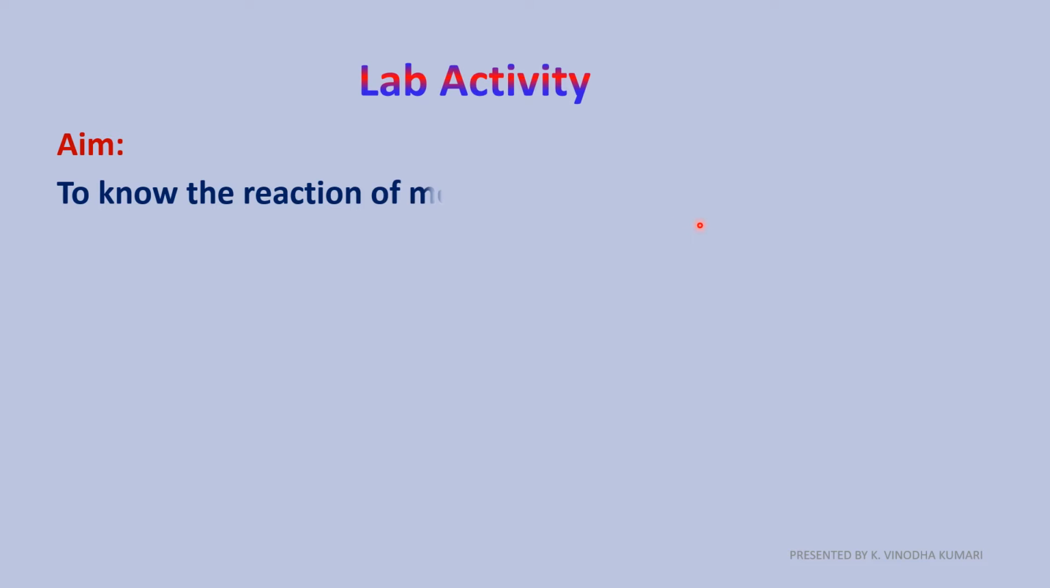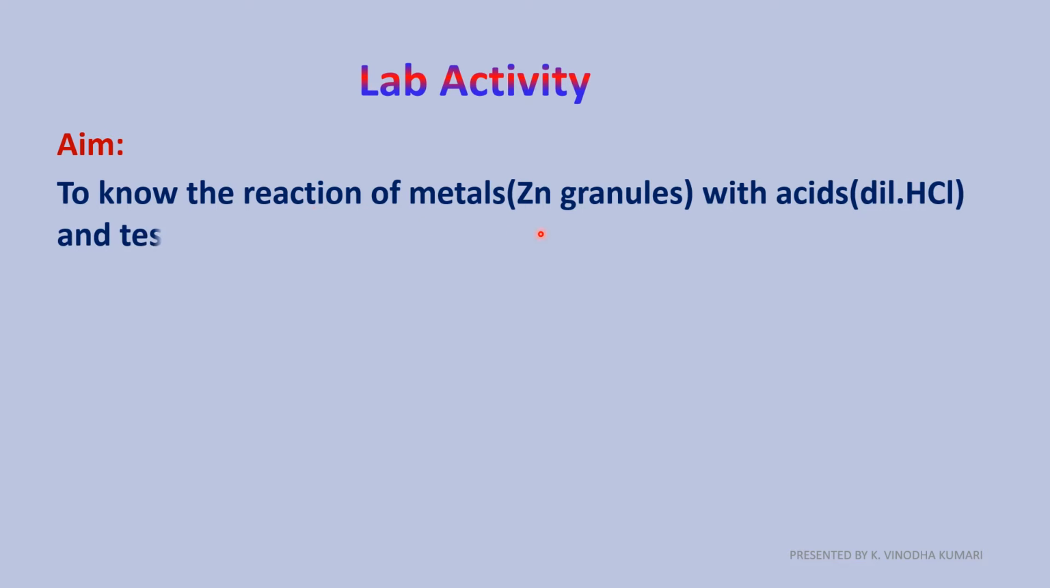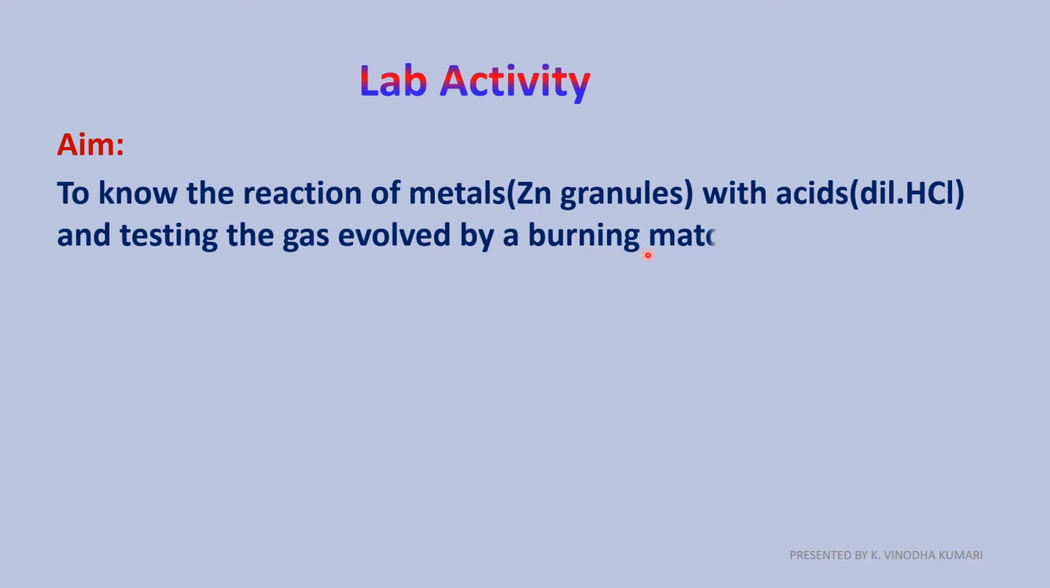The aim of this activity is the reaction of metals. Here I am taking zinc as the metal with acids, and in that I am taking dilute HCl, and we can test the gas evolved during the reaction between the metal and the acid by using a burning matchstick. This is the aim of our experiment.